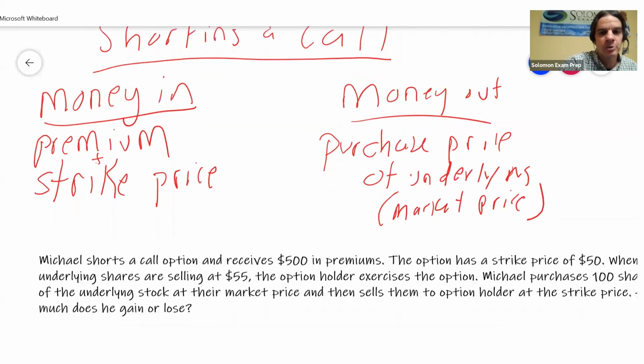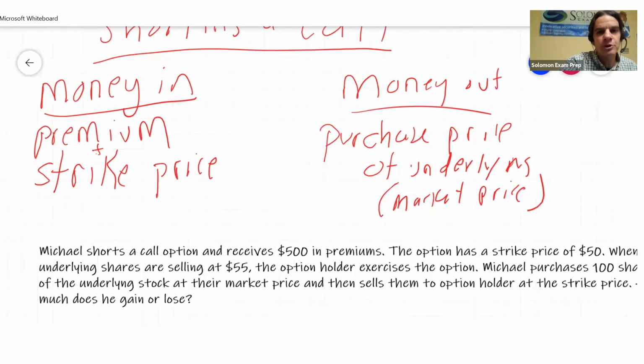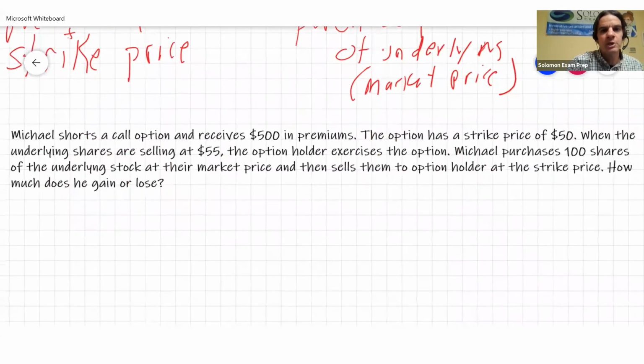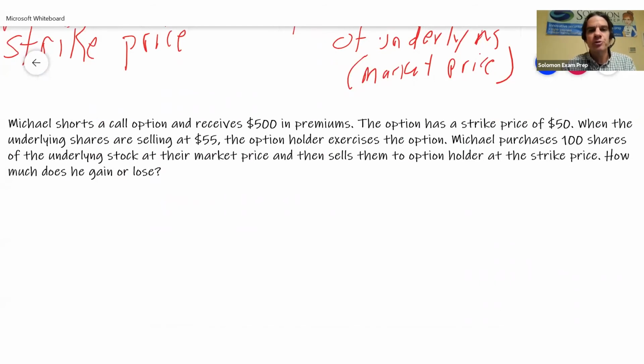So let's look at an example here. Michael shorts a call option and receives $500 in premiums. The option has a strike price of $50. When the underlying shares are selling at $55, the option holder exercises the option.